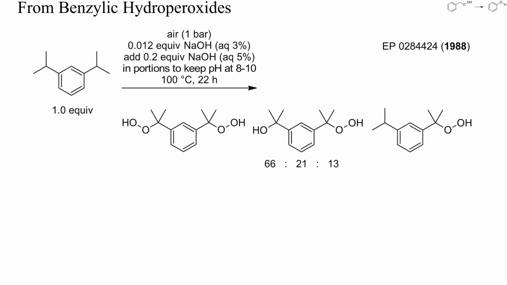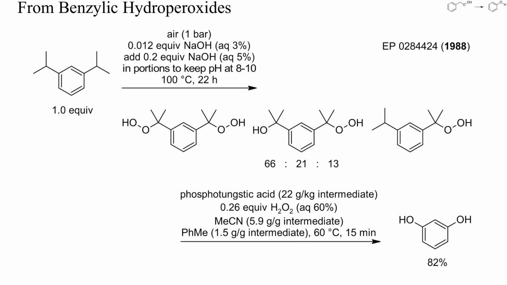This is an example of conditions suitable for oxidizing isopropylbenzenes to hydroperoxides. Aqueous sodium hydroxide was the catalyst and air the oxidant. In this instance, a mixture of at least 3 products resulted. Treatment of this mixture with hydrogen peroxide and catalytic phosphotungstic acid gave resorcinol in 82% overall yield. As byproduct, some acetophenones were also formed.